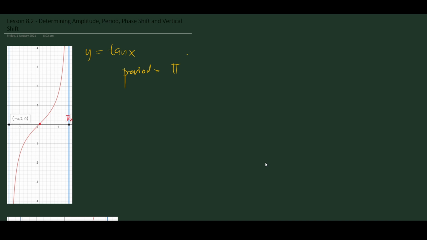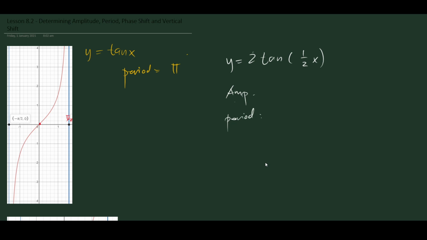Let's say we have y is equal to 2 tangent of 1/2 x. Okay, so what is our amplitude here? For tangent, as you can see, there is no amplitude because the range is from negative infinity to positive infinity.